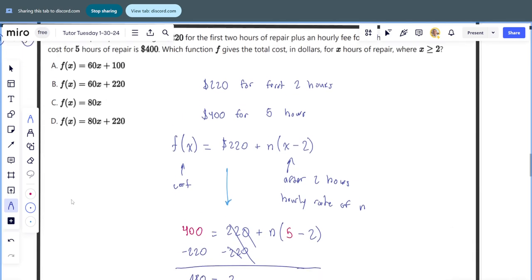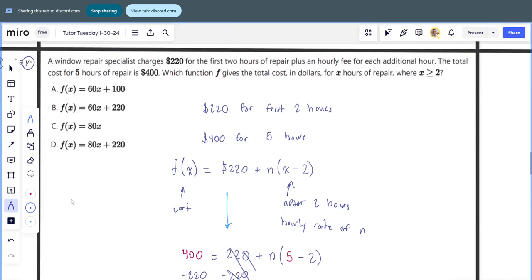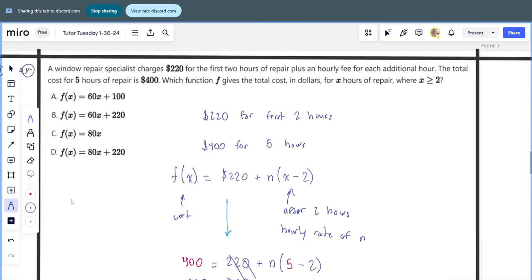So, right, we know that he charges $60 per hour after the first 2 hours. That would make sense if the first 2 hours we charge 220. We have 3 more hours to go, over which he charges $180 to create a total of $400 over those 5 hours. But the intercept is the real issue here. So we know the slope is 60. Is the intercept 100 or 220?